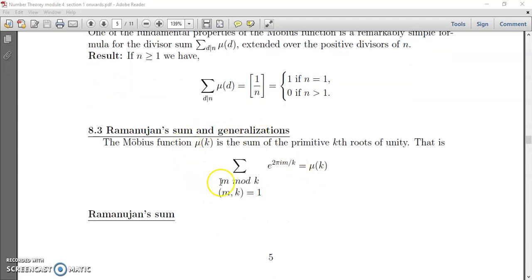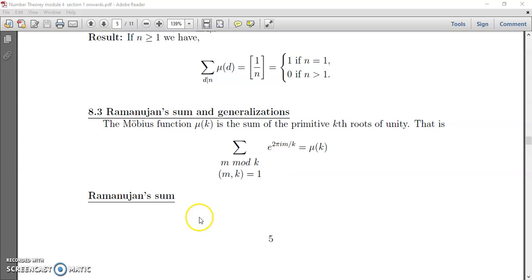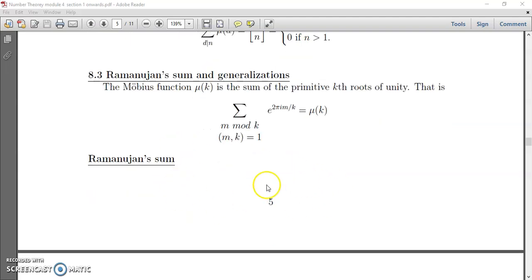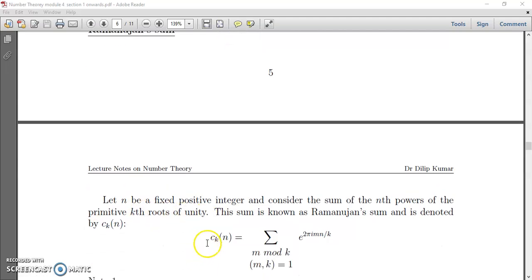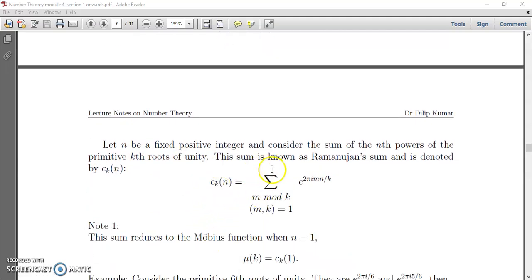So what is actually the Ramanujan sum? It is nothing but the nth power of the primitive kth roots of unity. Let us see the definition. Let n be a fixed positive integer and consider the sum of the nth powers of the primitive kth roots of unity. This sum is known as the Ramanujan sum, and is denoted by Ck of n.